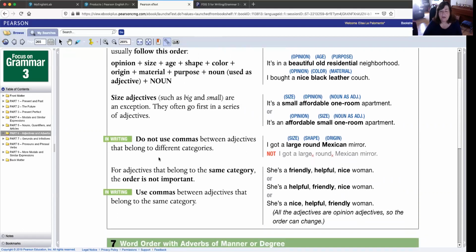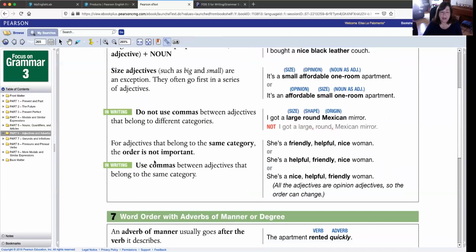Now, this is concerning commas, and this is something for you when you write, you have to think about it a little bit. We do not use commas between adjectives that belong to a different category. So, for example, I got a large round Mexican mirror. Large comes from the size category. Round comes from the shape category. Mexican comes from the origin category. So we have three different categories here. And because of that, we have to put them in a certain order. So there will be no commas, all right?